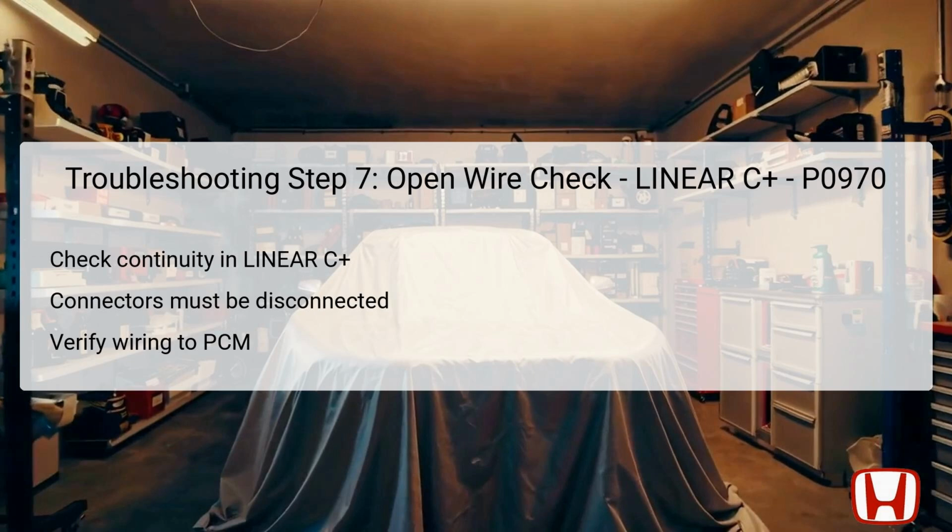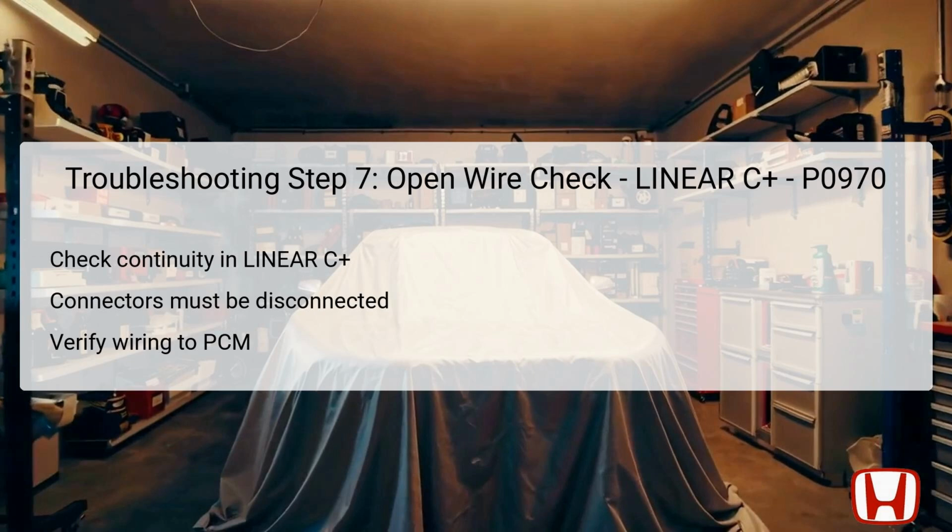The final troubleshooting step consists of an open wire check in the linear C+ line. Start by ensuring that both the AT clutch pressure control solenoid valve C2P connector and PCM connector B49P are disconnected to facilitate accurate measurements. Use a multimeter to check continuity between the designated test points of the linear C+ wire.